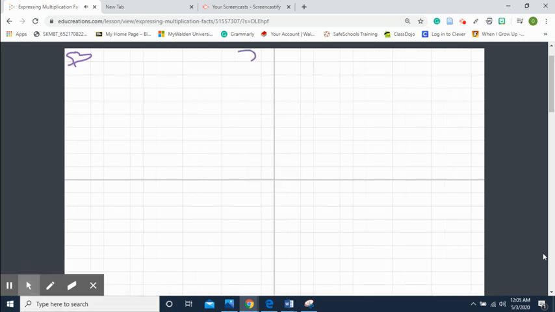Suppose we had this expression, 3 times 4. Okay, this is a multiplication expression. The 3 is called a factor, and the 4 is called a factor. The answer to this would be considered a product, and that's where the answer would go. So let's go ahead and express 3 times 4.